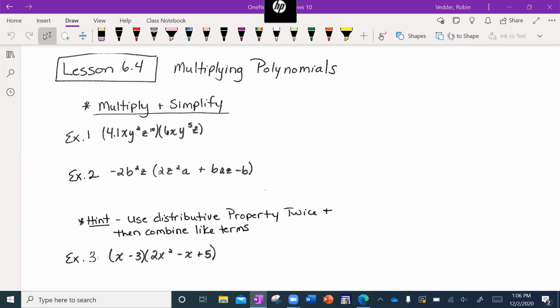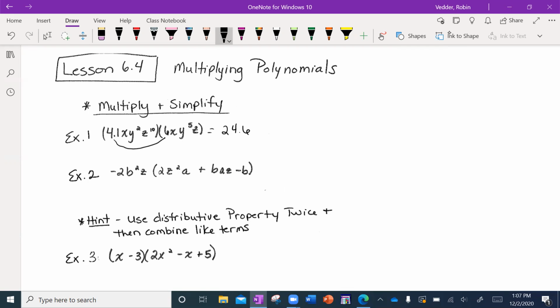So on example 1, which you should have written down already on your paper, we are multiplying these two polynomials together. Now notice each of them has only one term. So what we're going to do is first start with multiplying the constants together. We take 4.1 times 6, which gives us 24.6. So first start by multiplying the coefficients together.